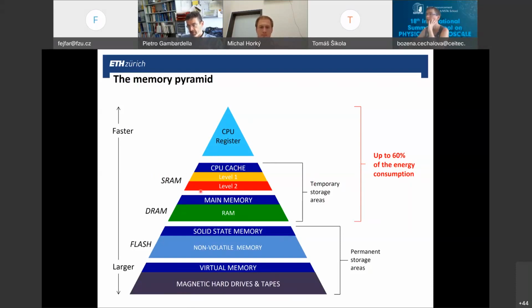These have to be very fast, but they're usually volatile. And that means that a lot of energy is wasted, even when the computer is idle, right? They need to be refreshed all the time. So there are many efforts that aim at replacing some of these memories with magnetic random access memories.